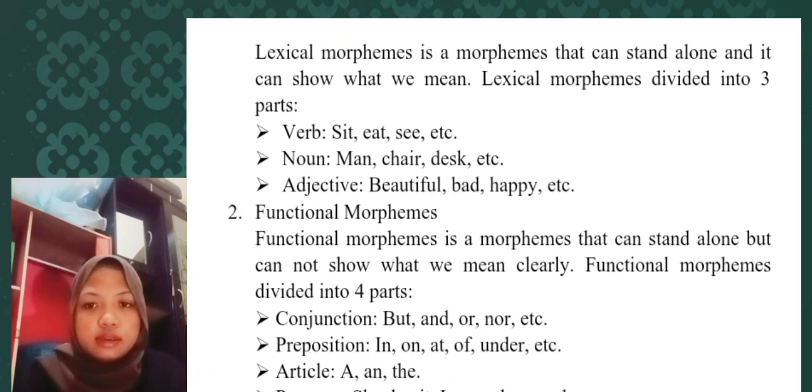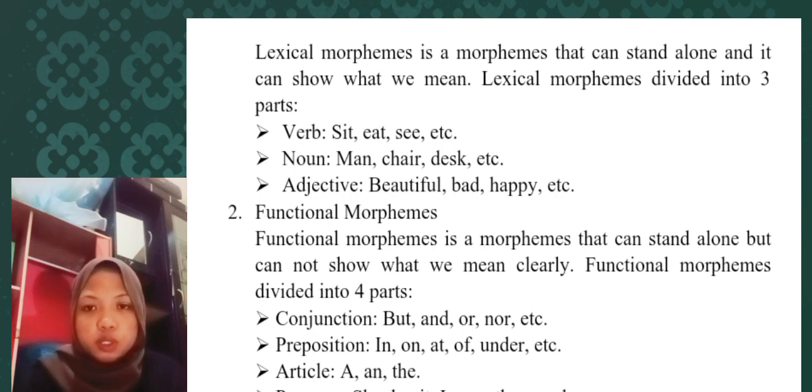Lexical morphemes are morphemes that can stand alone and carry meaning. Lexical morphemes are divided into three parts. The first, verb: sit, eat, see. A noun: man, chair, this. An adjective: beautiful, bad, and happy.